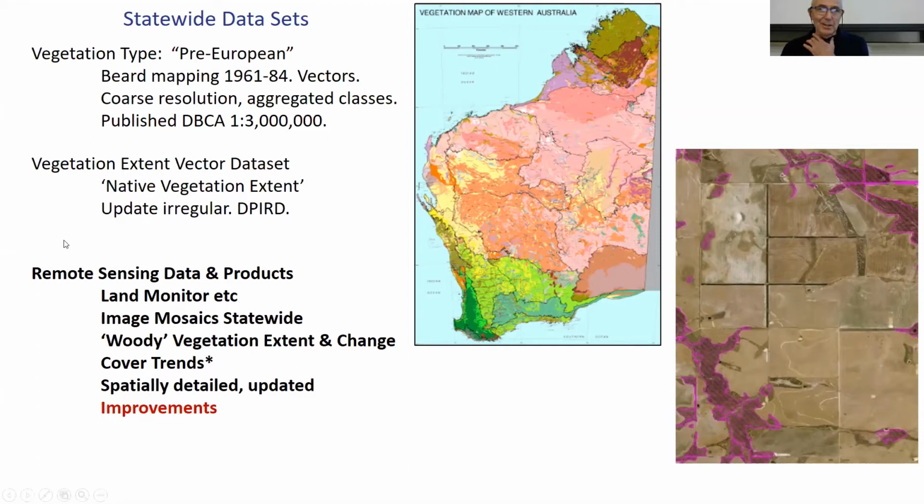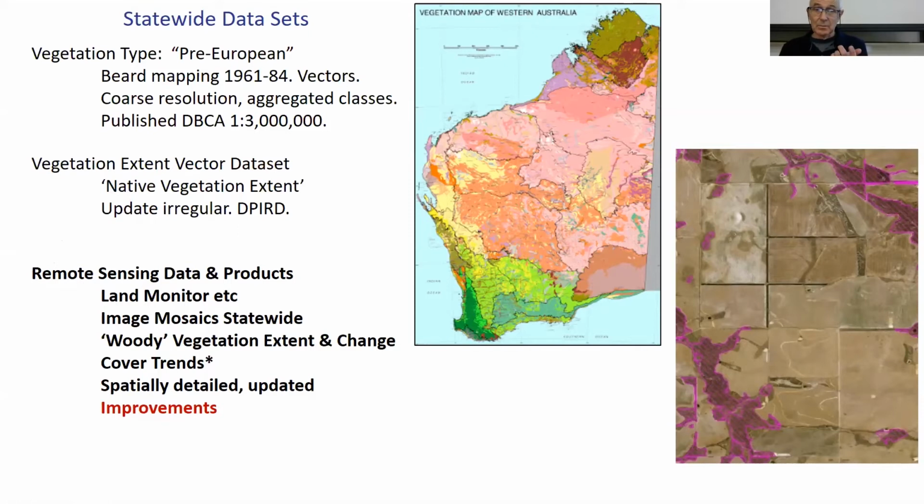And I think it's quite interesting because in my career, a lot of the traditional mapping and vegetation people are kind of skeptical about remote sensing. But in my working life, the remote sensing data has actually developed enormously in what kind of products it can deliver and is delivering through Land Monitor and other programs. So now we see regularly image mosaics statewide.